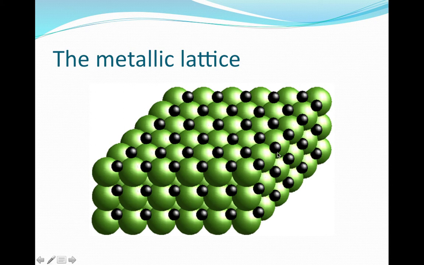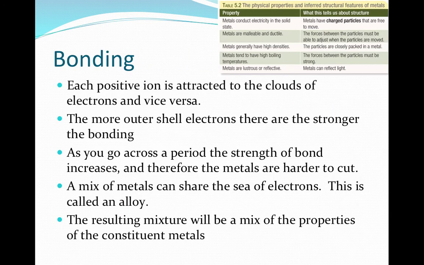That makes a really strong multi-directional bond, or non-directional bond, some people think of it as being, because essentially each cation is surrounded by electrons and each electron is surrounded by cations at all times. Okay? So, the more outer shell electrons we've got, the stronger the bonding. So if we go across a period, we get a much stronger bond, and that makes the metals harder to cut.